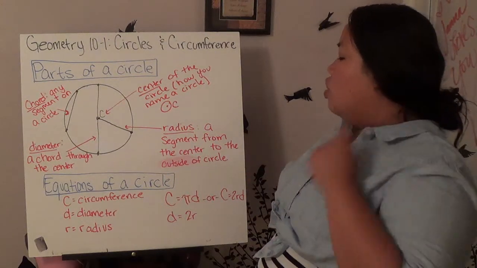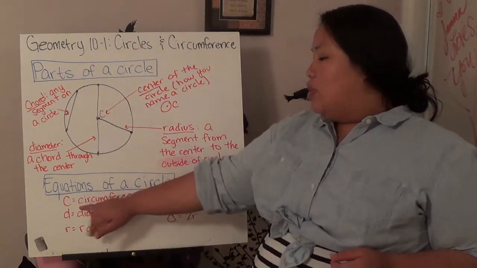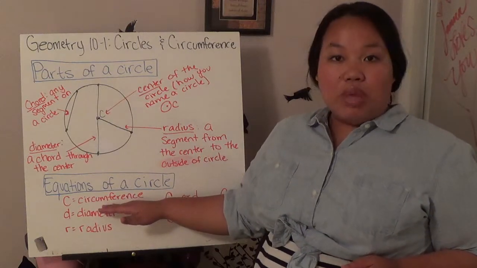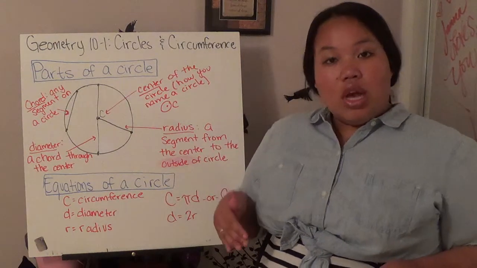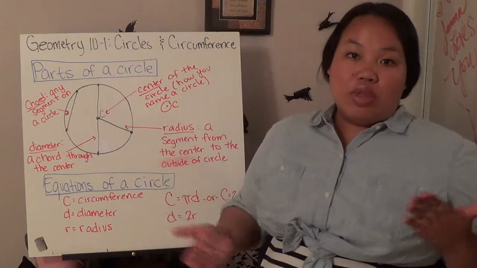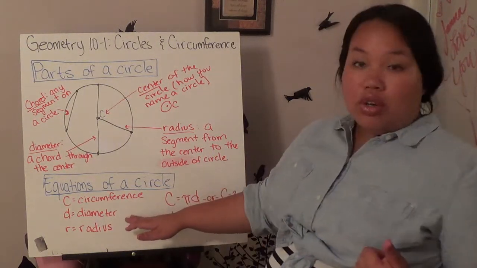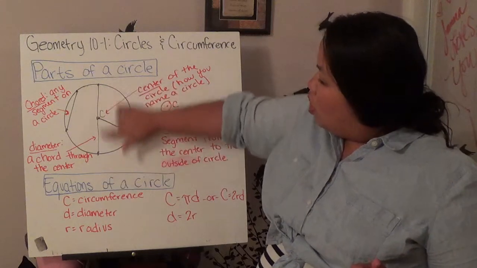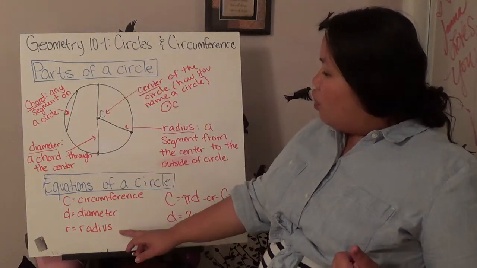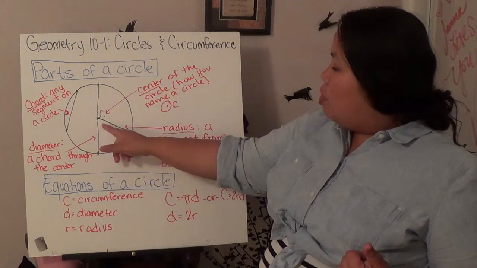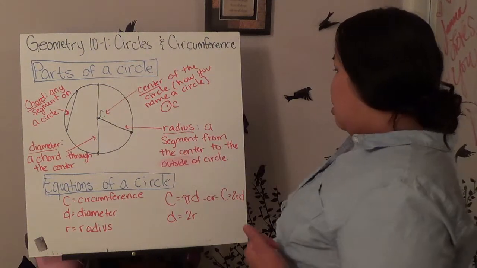So the equations of a circle you need to know. If you see capital C, that's the circumference. That would be the perimeter around a circle, since it's not a straight edge, so that's why they call it circumference. D is for diameter, so that's from here to here, that chord that goes through the center. And R is for radius, which is the segment that goes from the middle to the outside.